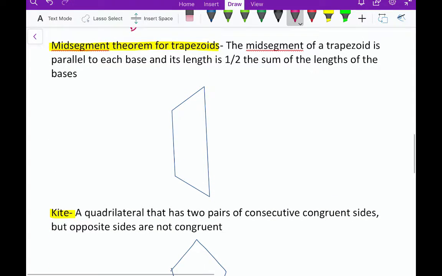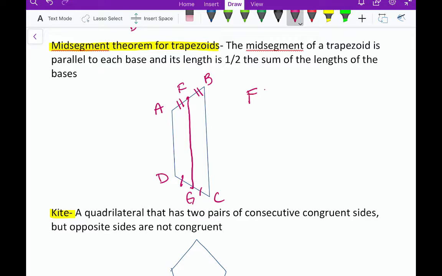The midsegment theorem for trapezoids says that the midsegment of a trapezoid is parallel to each base and its length is 1/2 the sum of the lengths of the bases. So remember, the midsegment connects the midpoints. So this would be our midsegment, FG, which means that that's congruent to that, and this is congruent to that. F and G are the midpoints of the legs.